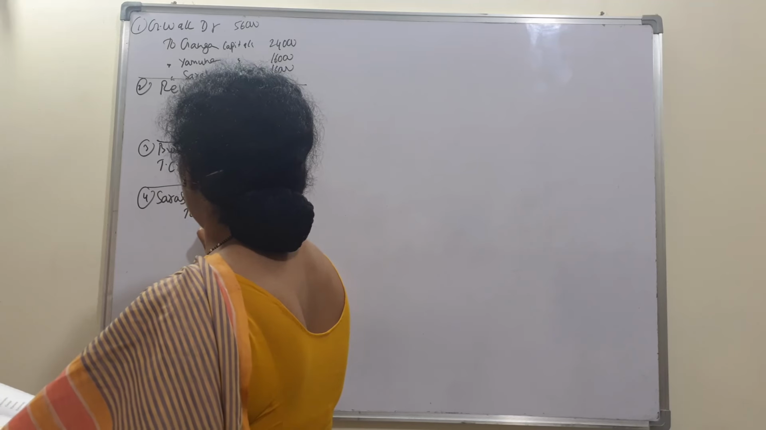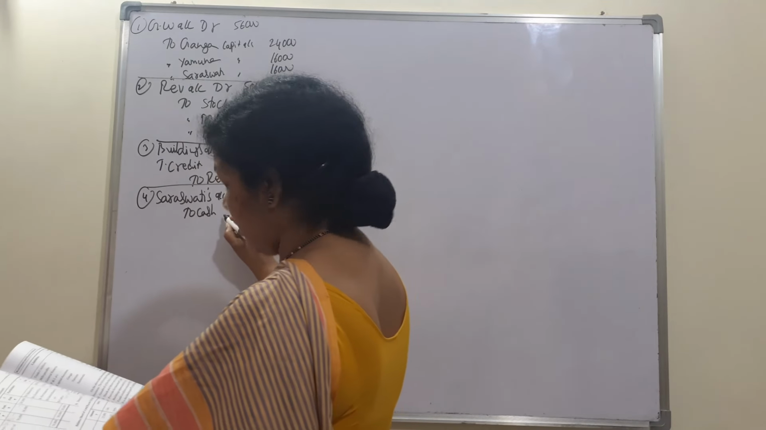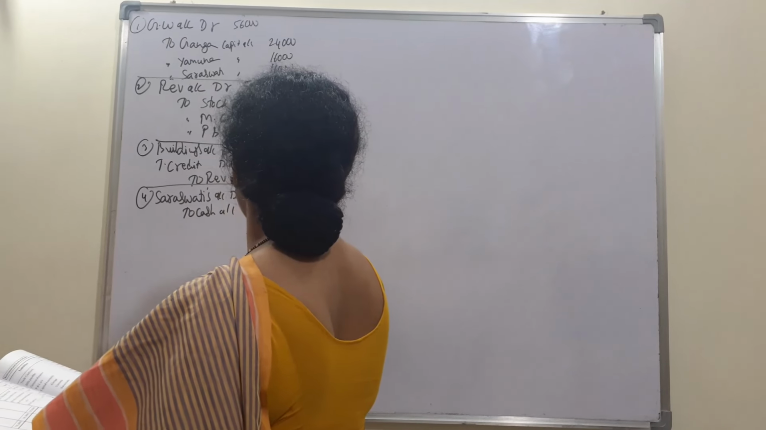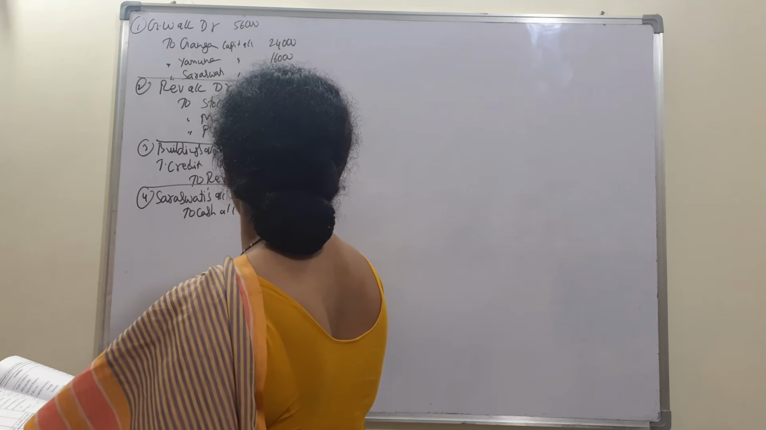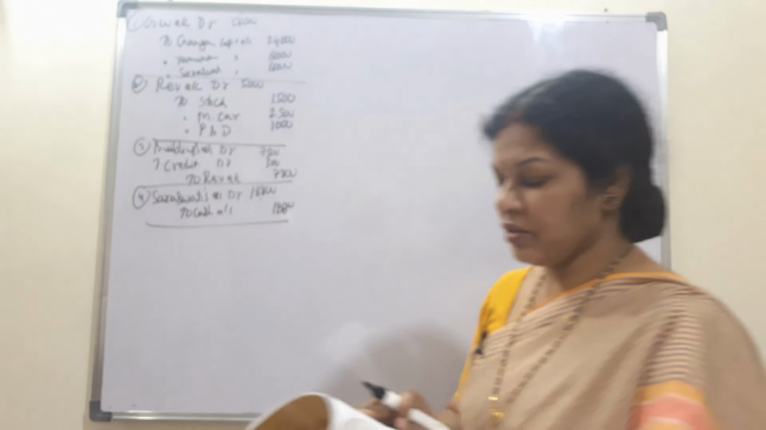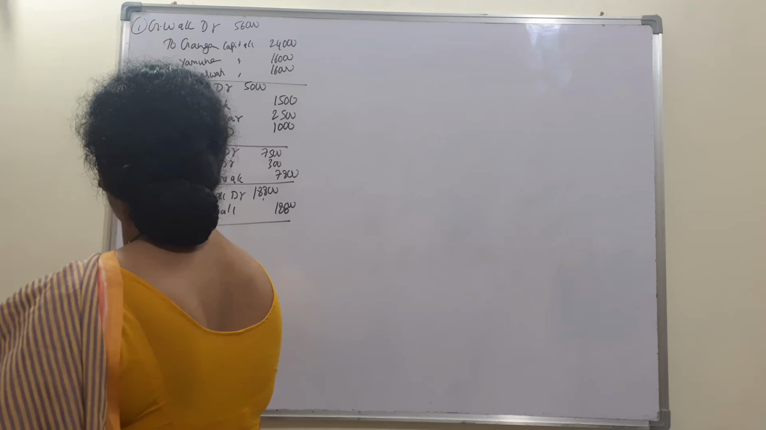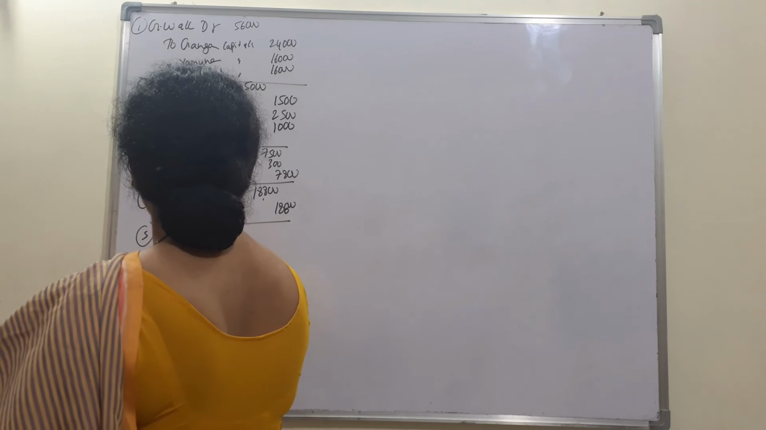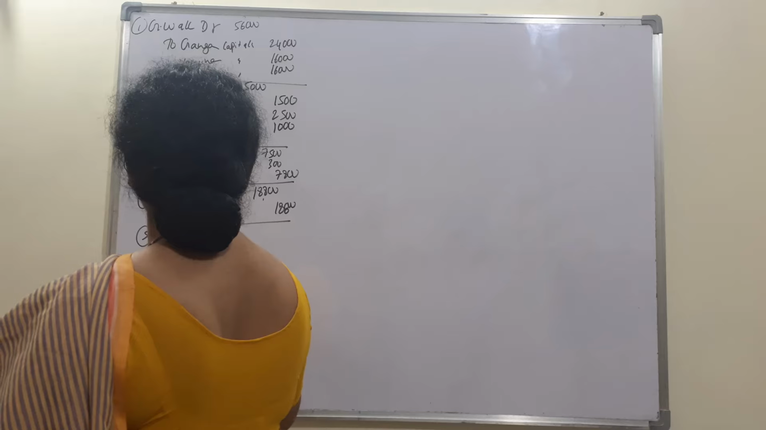Debtor to cash account, 18,800. And also general reserve is there. General reserve also will be distributed. Debtor to Ganga, Jamuna, Saraswati.